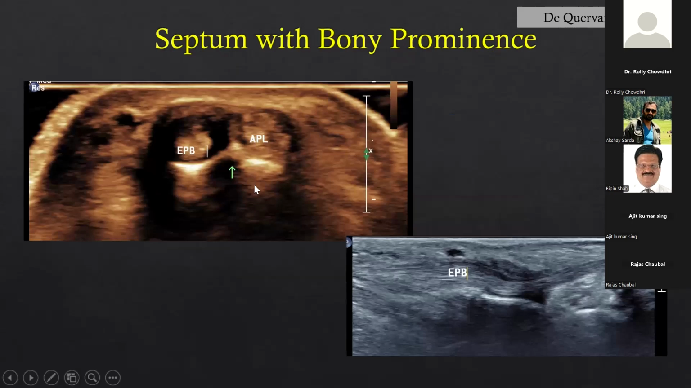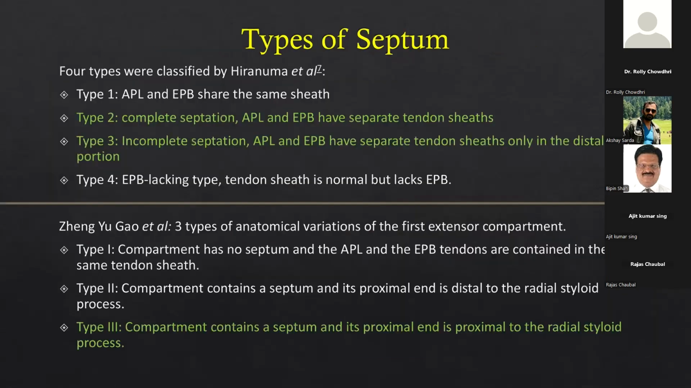Sometimes you can have a bony prominence. It's not just the fibrous septum, but there is an associated strong, prominent bony prominence which may separate the two tendons. So there are different types of classifications of the septum, just to know the types.